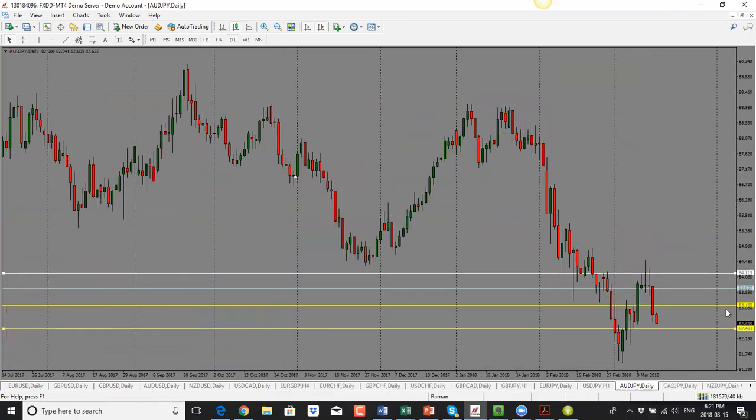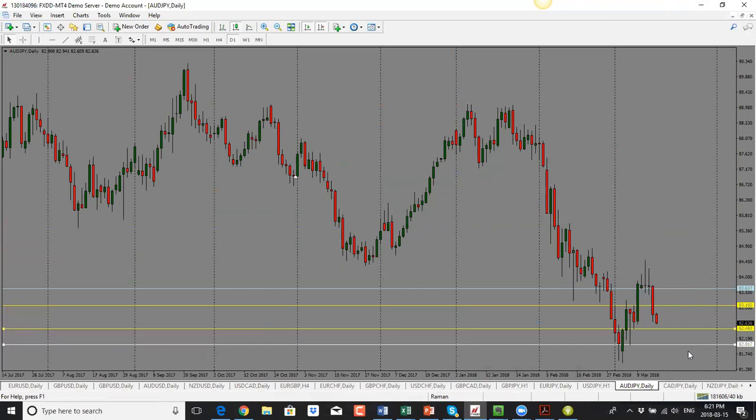Aussie yen, same story here, a big, huge drop. We had talked about these tweezer tops yesterday, where three times price tried to break through this 84.20 level and could not do it. So we were looking for a drop, and we got that. Bias is still to the downside with this big bearish candle close. First target would be 82.50, and the second target would be 82.00 to the downside.